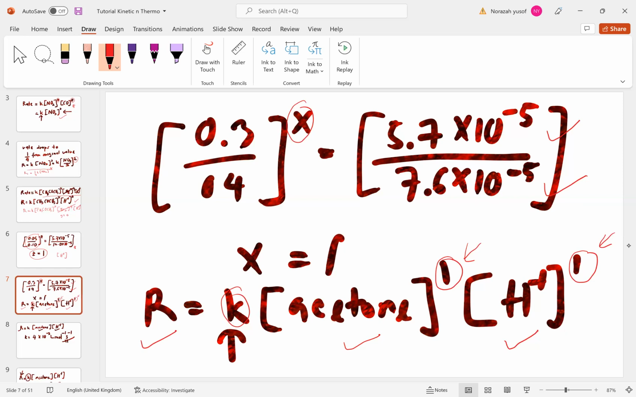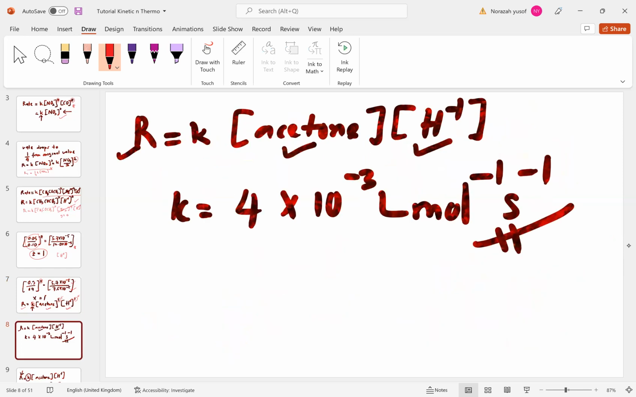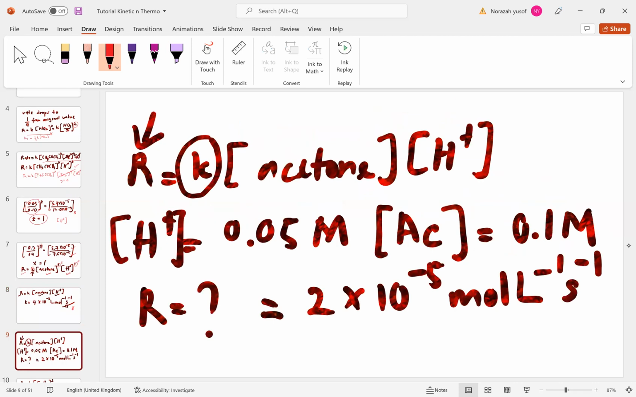Jadi kita masukkan nilai R, nilai concentration acetone dan nilai concentration H plus. Ya. Tapi mesti row yang sama lah, tak boleh lah ambil initial rate lain, concentration lain. Ya. So mesti masuk row yang sama. So that once you put all the necessary information, you will get the K value. So once you get the K value, okay.